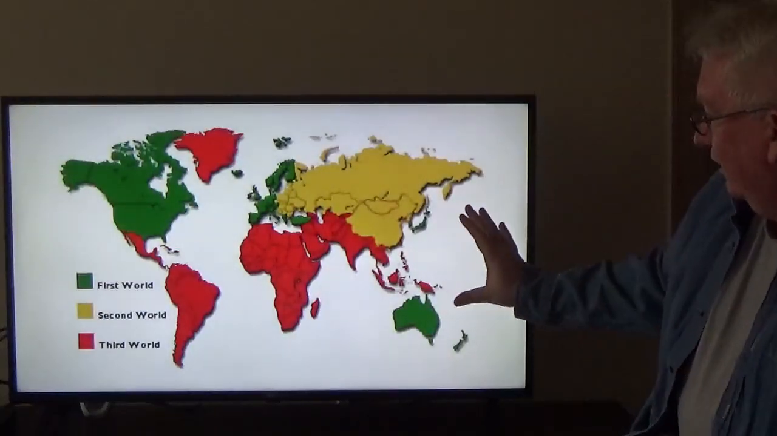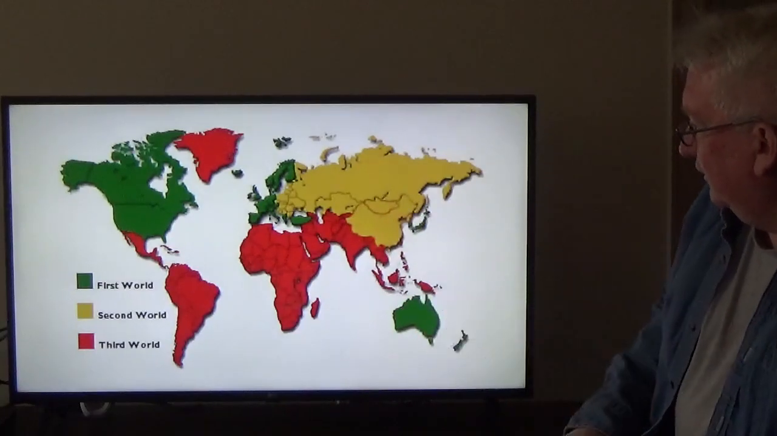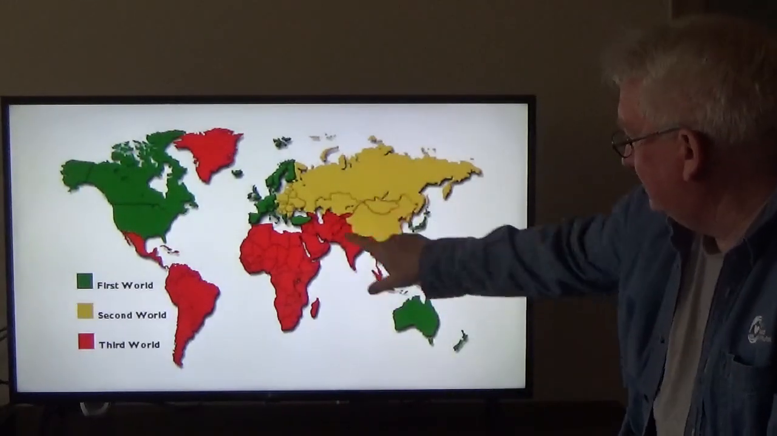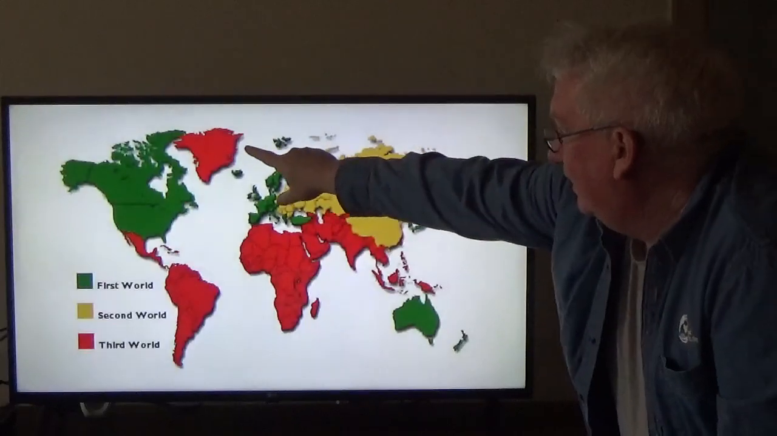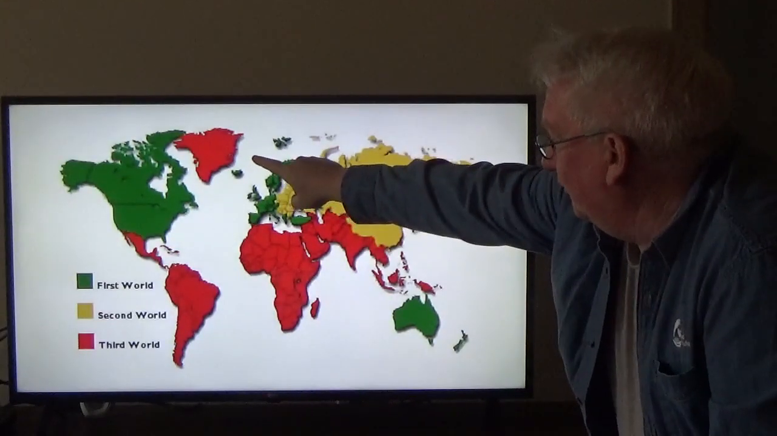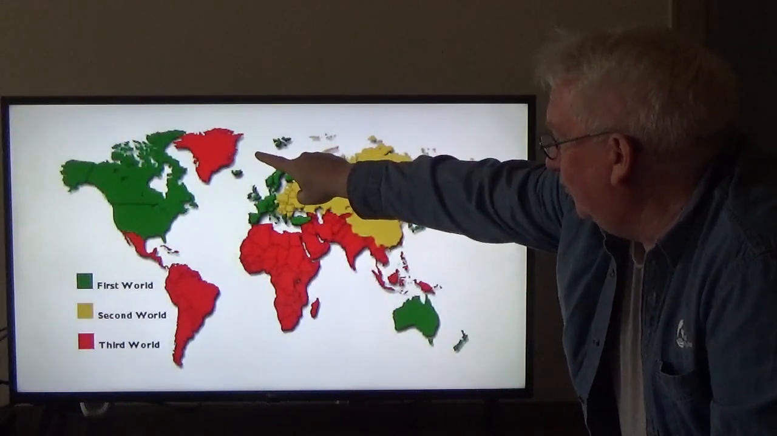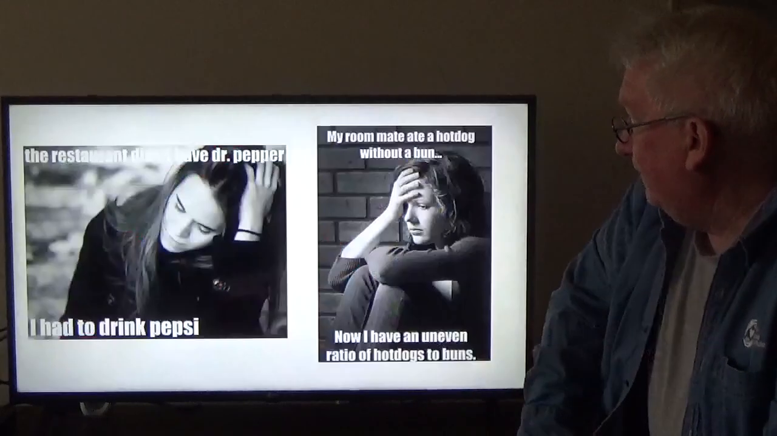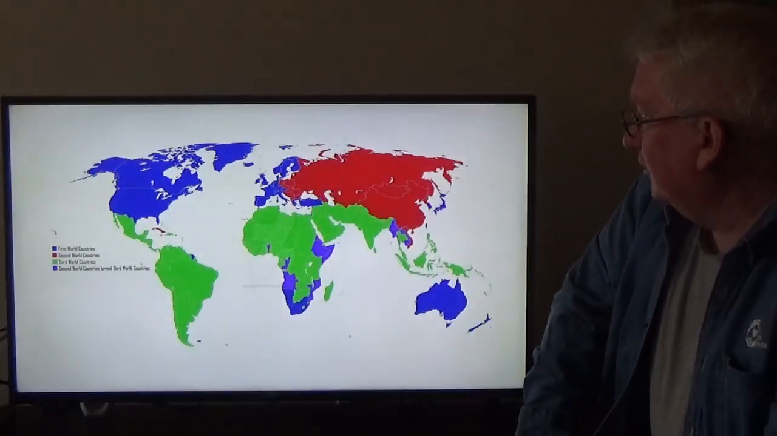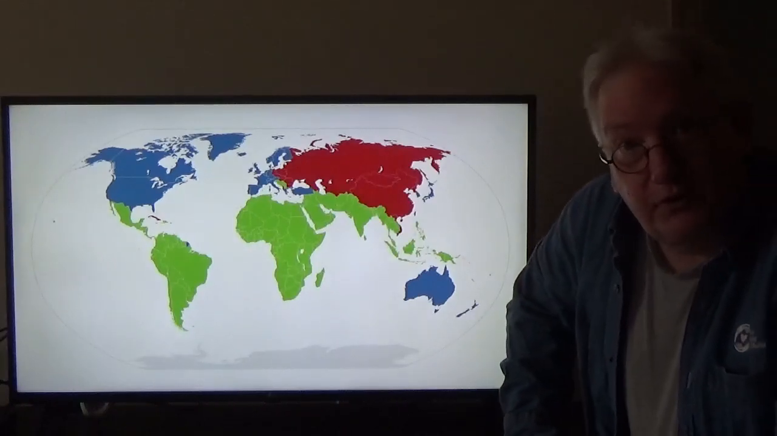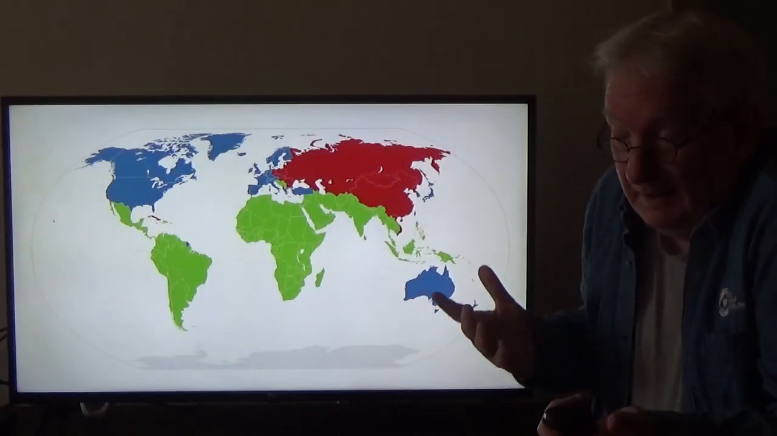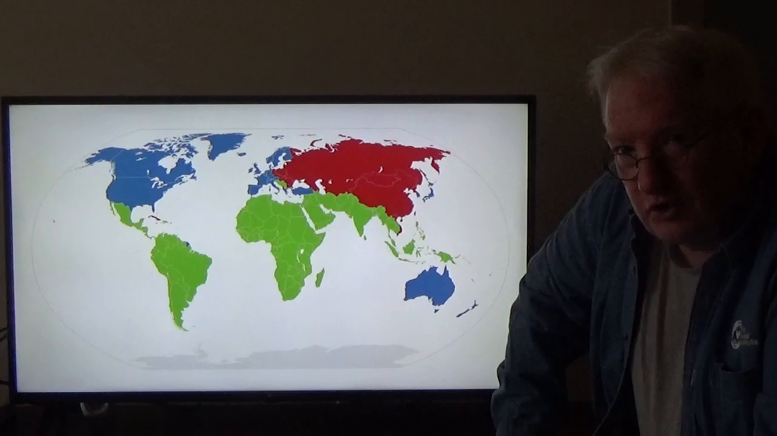All right. What else has changed? It looks like everything seems mostly the same here. There's Greenland. Greenland is third world in this particular map. There it's first world. And there it's first world. So again, whoever's making these maps, it's just kind of an interpretation of what's going on.